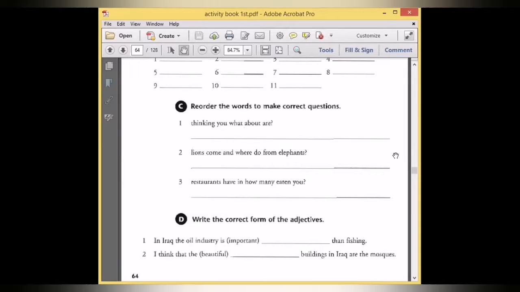Okay, write it again because I cannot see it. I lost the connection. I cannot see it. Write it again. Yes, exactly. Where do lions and elephants come from? Or where do elephants and lions come from? Yes.